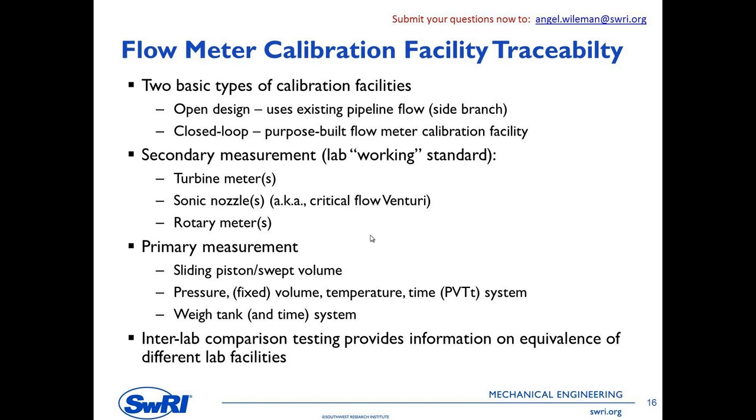When we go through these examples of flow meter calibration and the traceability of a flow facility, one of the things that is a little different between an open loop design and a closed loop design is the ability to control pressure in the facility. In an open design facility, in general, that's going to be operating at whatever the pipeline pressure is, unless there's a special case where they can reduce the pressure for a specific purpose. Generally, they're going to be operating just under whatever condition the system is there.